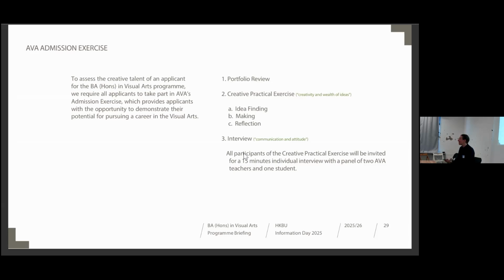So we also have an interview where all participants of the creative practical exercise will be invited for a 15-minute individual interview with a panel of 2 AVA teachers and 1 student representative. AVA teachers will do the marking, and the student representative is there just to help the procedure. Basically, if the applicant is a little shy, the student helper might help them feel a little bit more comfortable.